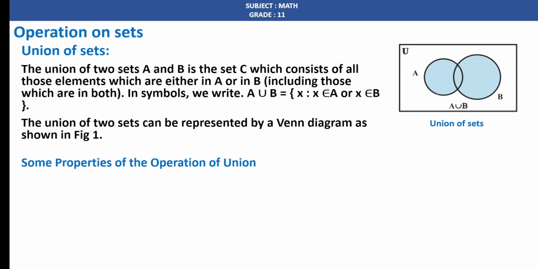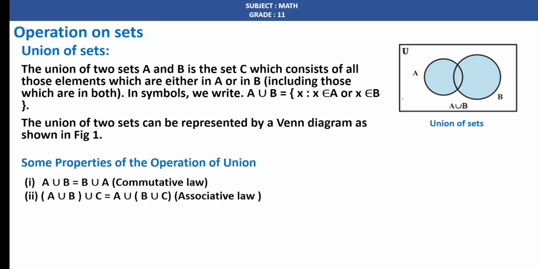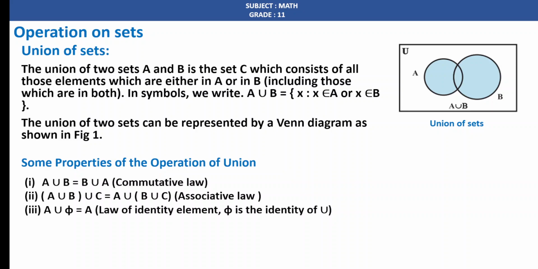Some properties of operation of union. A union B is equal to B union A, commutative law. A union B union C is equal to A union B union C, associative law. Third one, A union empty set is equal to A. So, law of identity element. So, here an empty set is the identity of this universal set. A union A is A, idempotent law. U union A is U, law of universal set.